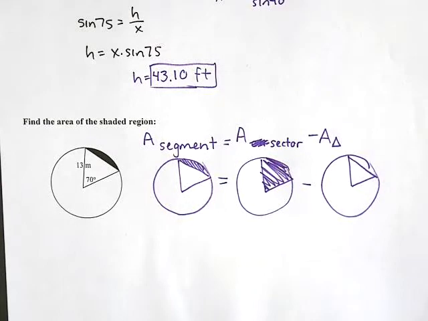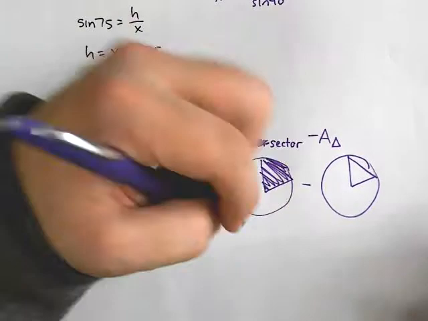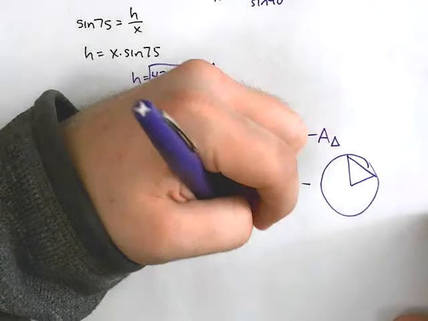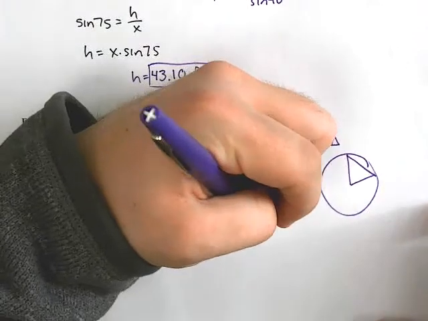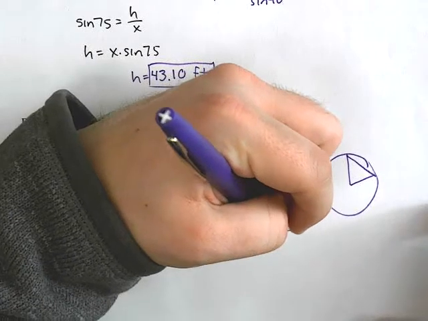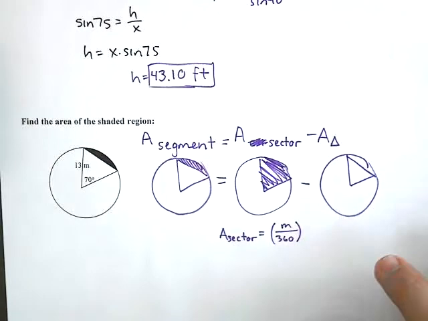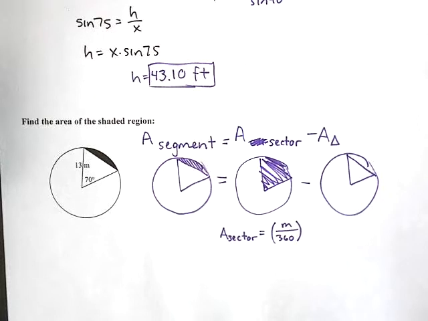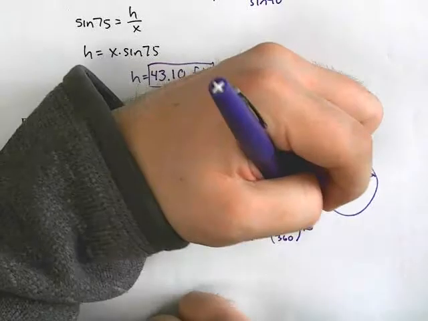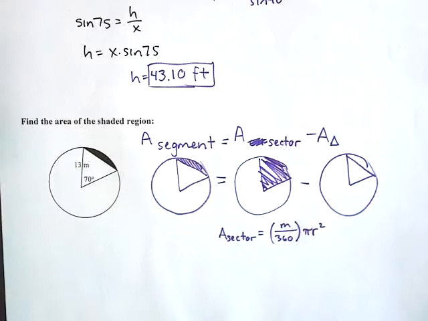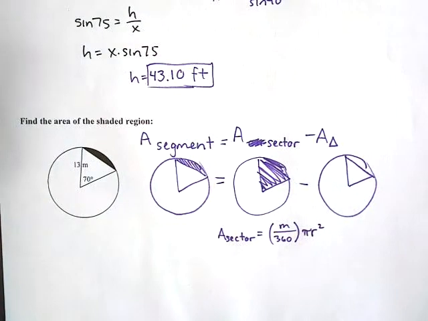So, area of a sector, hopefully we remember, is a fraction of the total area of a circle. So by that I mean I'm going to use m over 360, and m just can be any angle, right? But I know that because I'm talking about area, it's going to be a fraction of the area of a circle. So I'll have to use that.